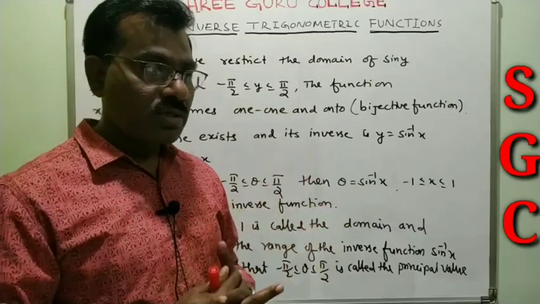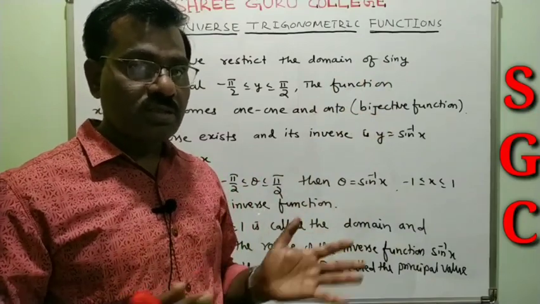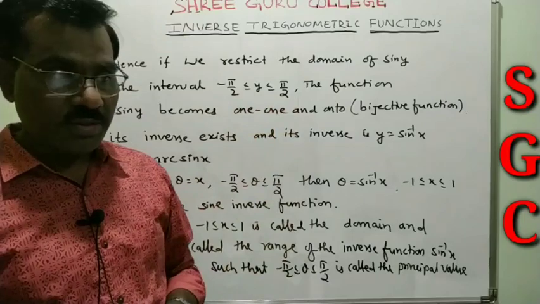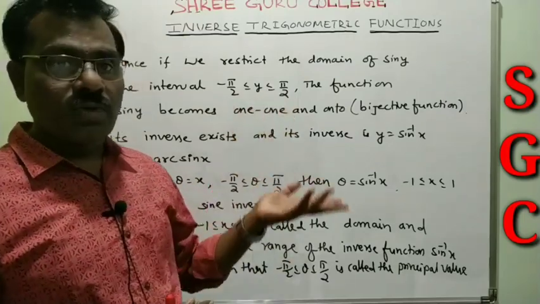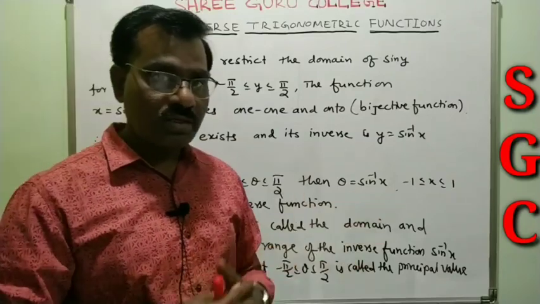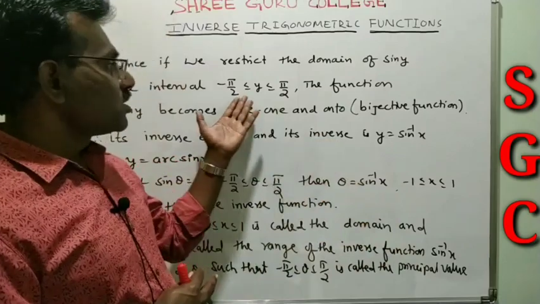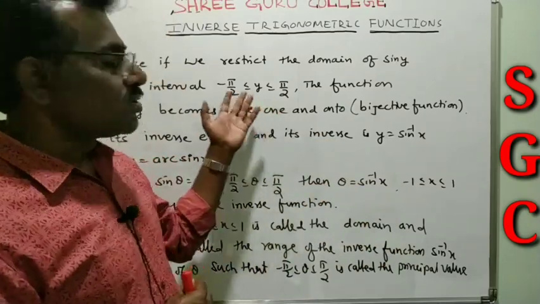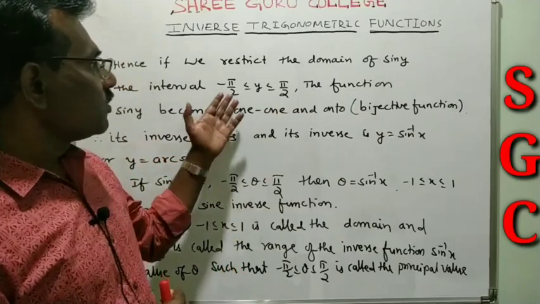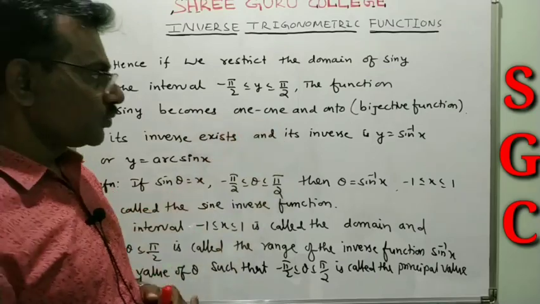So many values come. I told you there are infinite values of y, but you should select some restricted values, minus 90 to plus 90. Sine 90 is 1 and sine of minus 90 is minus 1, so it oscillates between minus 1 to plus 1. Minus 90 to plus 90 is called the range, and minus 1 to plus 1 is called the domain. So this function x is sin y becomes one-one and onto.